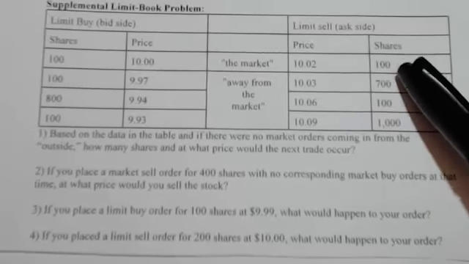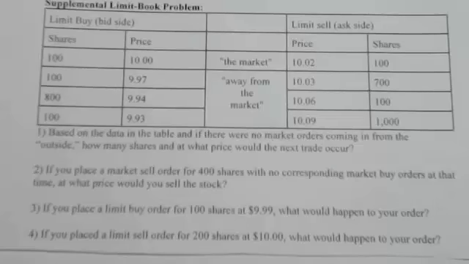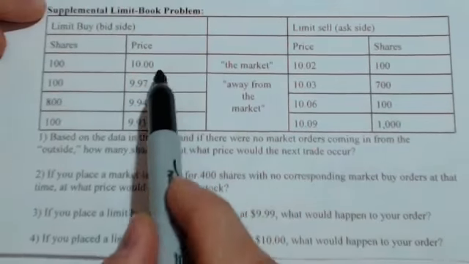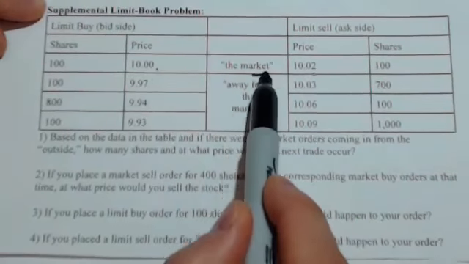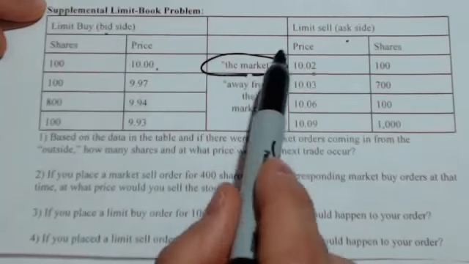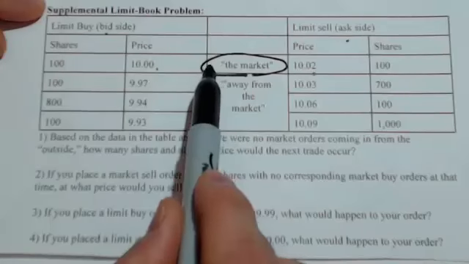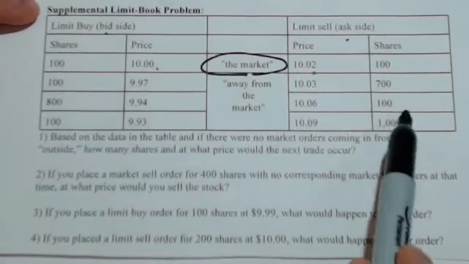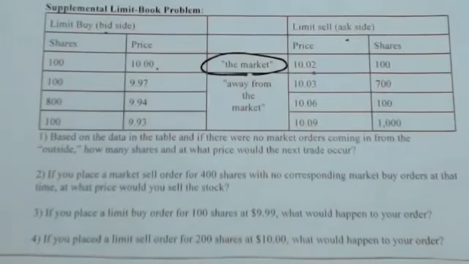Okay, but these orders, again, they're unexecuted. They're standing orders because the market is somewhere in between $10 and $10.02. So we call this the market. And right now there's a bid-ask spread of 2 cents in this market. All these other orders are away from the market at this point in time. So let me ask you a series of questions around this.